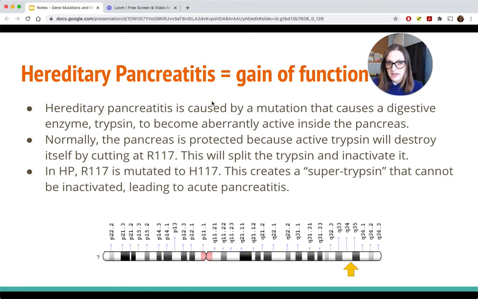Here's an example of a gain of function in a negative way. This genetic disease causes hereditary pancreatitis, which is caused by a mutation that causes a digestive enzyme to become more active. So it's a gain of function because the enzyme is more active, but it causes a bad disease. Just because something means gain of function does not mean it's always going to be a good thing.